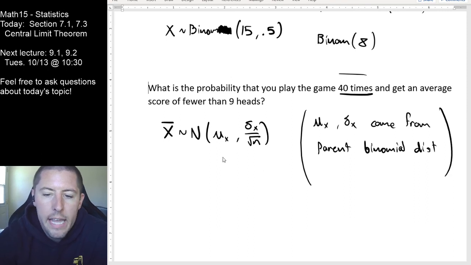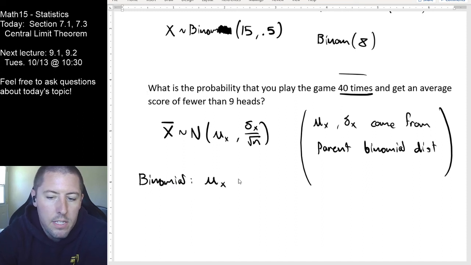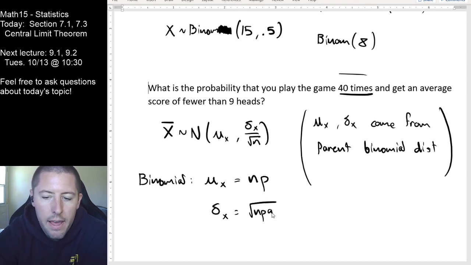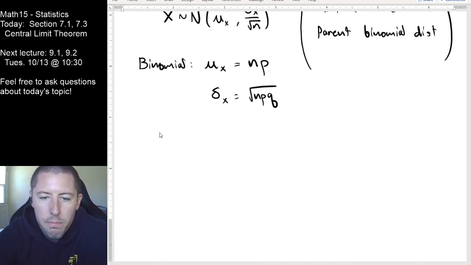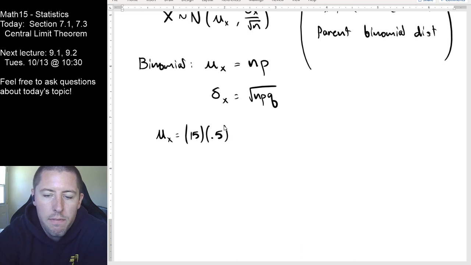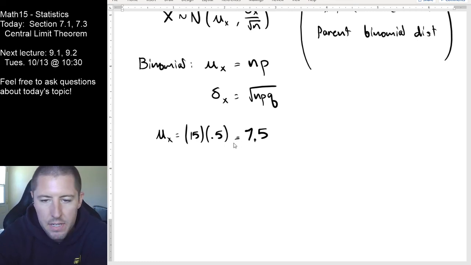So we have to know where to get mu sub x from and sigma sub x. In a binomial distribution, we've already talked about this. The average is n times p, and the standard deviation is the square root of npq. So in our case here, our mu sub x should be the number of flips per game, 15, times the probability of success, 0.5. Half of 15 is 7.5. This says you should expect to get 7.5 heads out of 15 when you flip a coin 15 times.